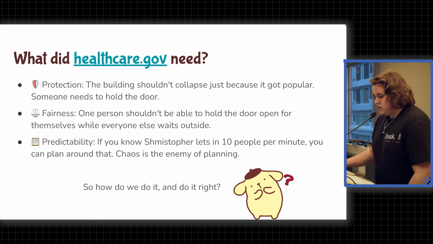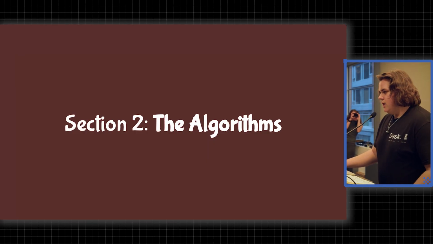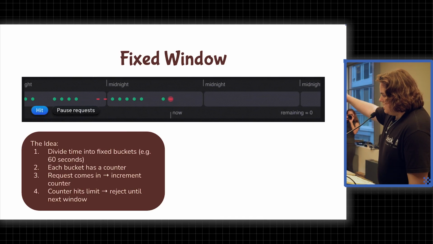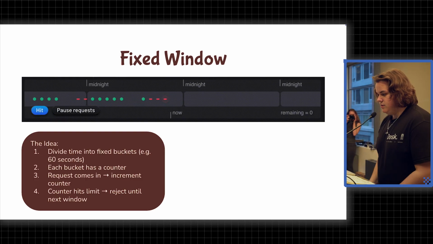Chaos is the enemy of planning. So how do we do it, and how do we do it right? Let's get into the algorithms. There's a few that you can use, and I'll start off quite simple with fixed window. This declares a set time frame. In this case, you'll see that it's midnight to midnight, so this would be 1 day.